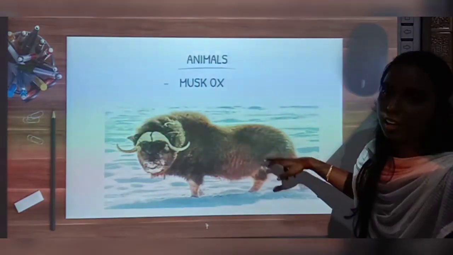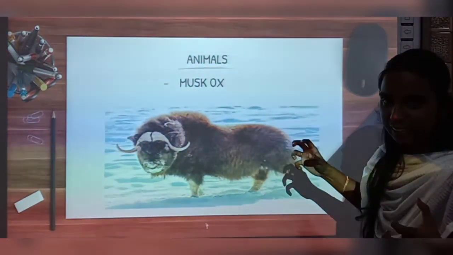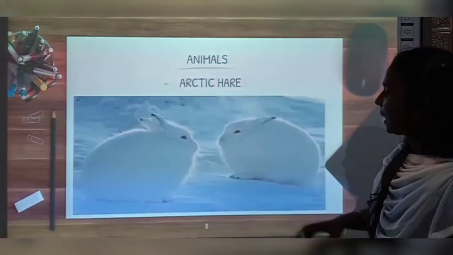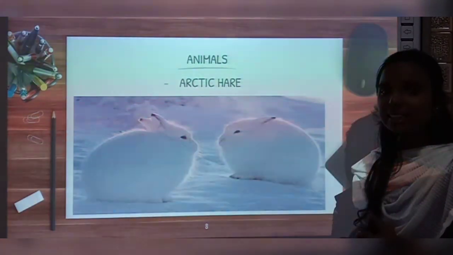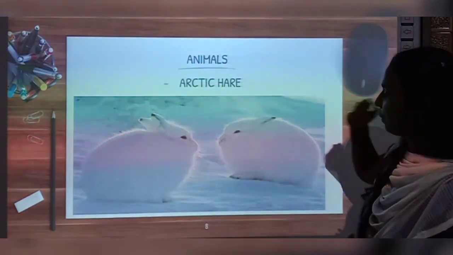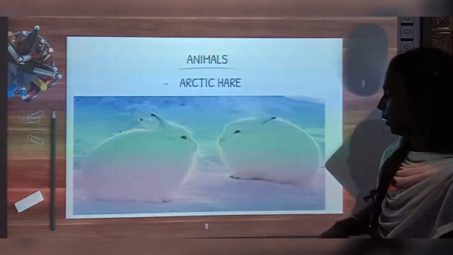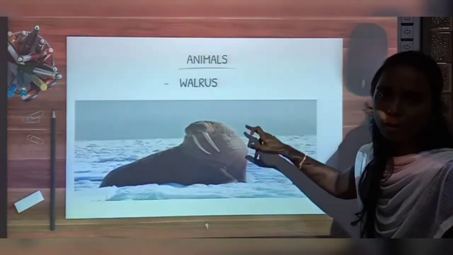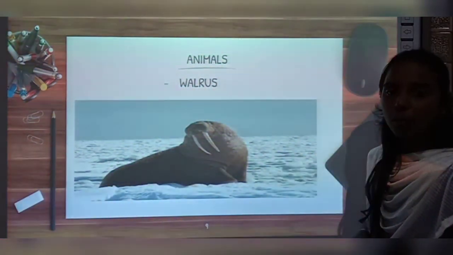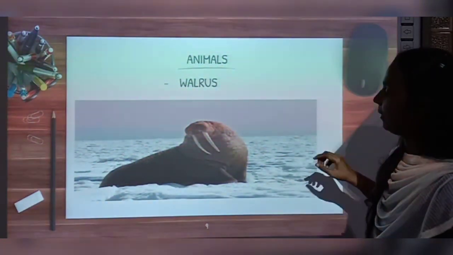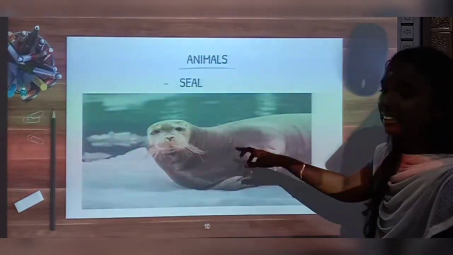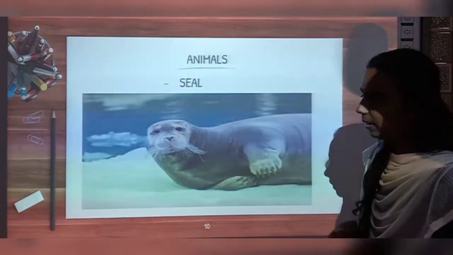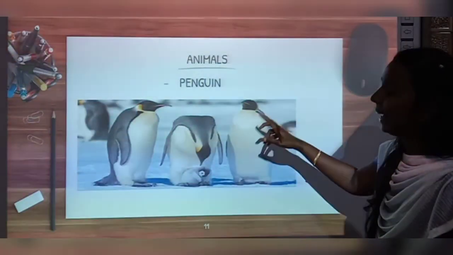And then musk ox. See, all the animals are having thick fur, right? So this is musk ox. And then Arctic hare. Hare means rabbit, right? So this is the type of rabbit we can see in this frigid zone. Arctic hare. And then walrus. This is walrus. It is like a sea animal, right? And then seal. I think you know this animal, right? This is seal.